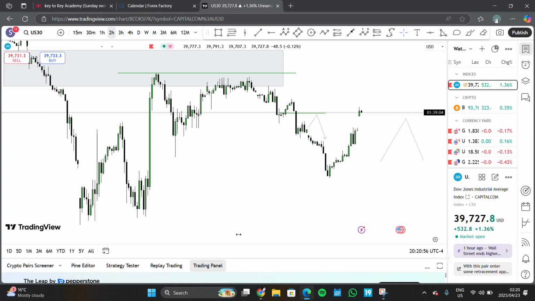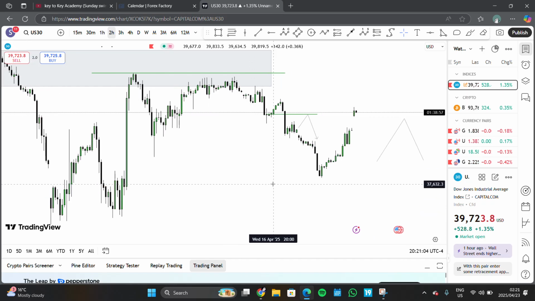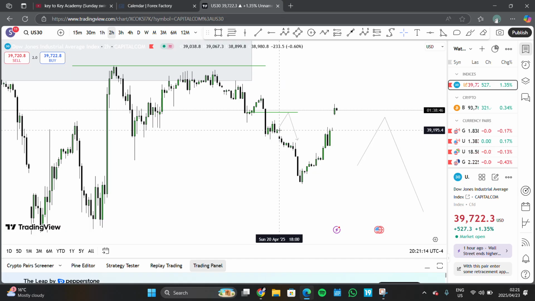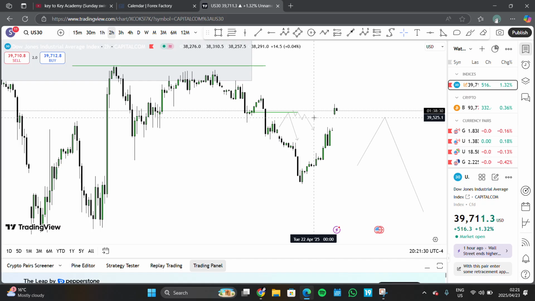Forgive me for my voice, still got a little bit of flu, but gotta keep on posting, keep on working. So we were looking for sells around this area. We're hoping that price would retrace to this level. Then we'll go down to the 15 minutes time frame to try and locate our sells within this area.